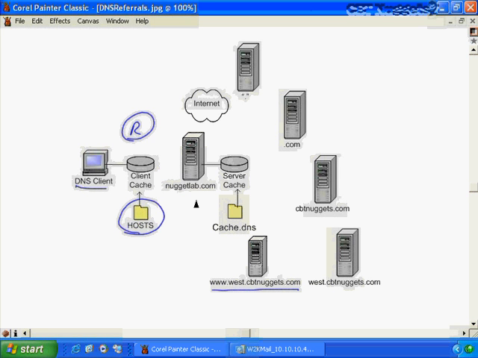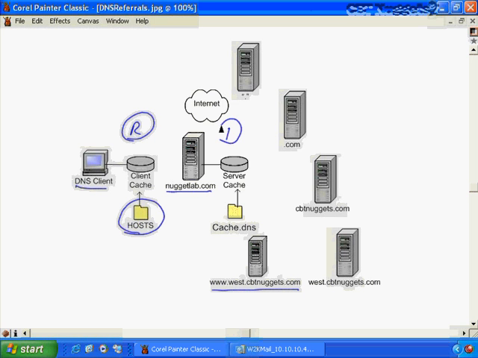And this DNS server really only has one zone, nuggetlab.com. But nuggetlab.com will also look inside of its cache. This is going to again be a cache of names that it's been able to successfully resolve in the past. Well, in this case at least, nuggetlab.com doesn't know anything about www.west.cbtnuggets.com. It's not authoritative for that zone. But it'll do iterative queries where it'll say, well, I don't know the answer, but I'm going to keep asking all my friends until somebody gives me an answer, and then I'll try to get the answer and send it back to you.